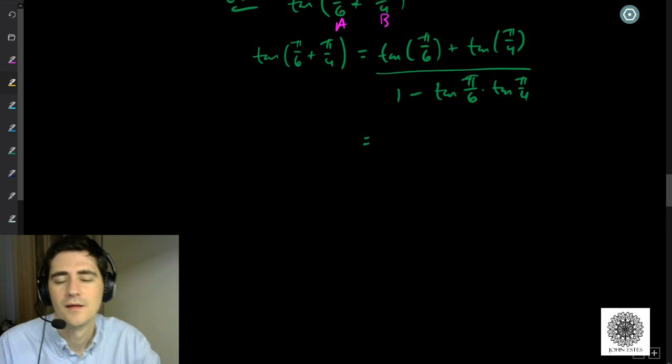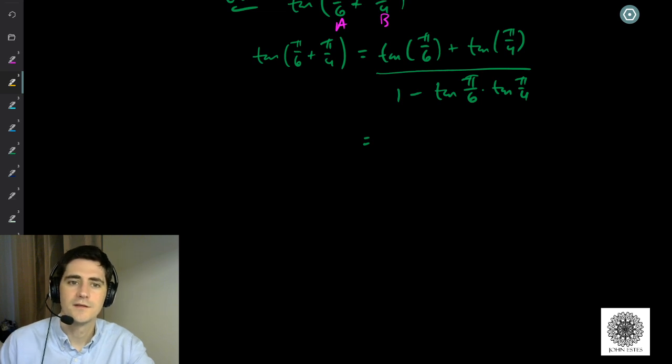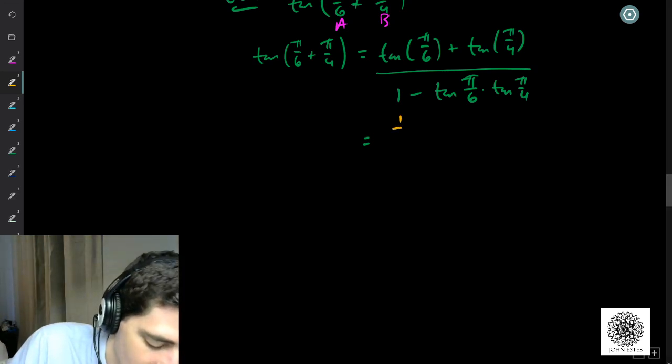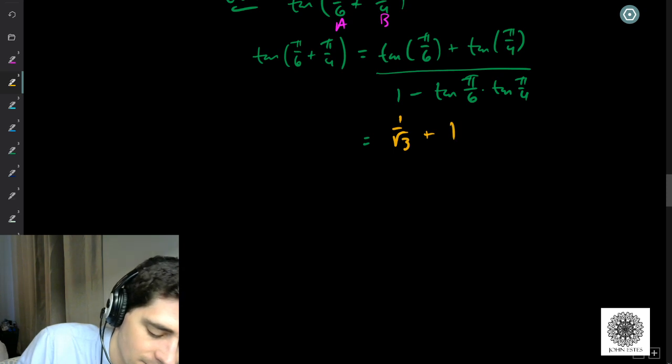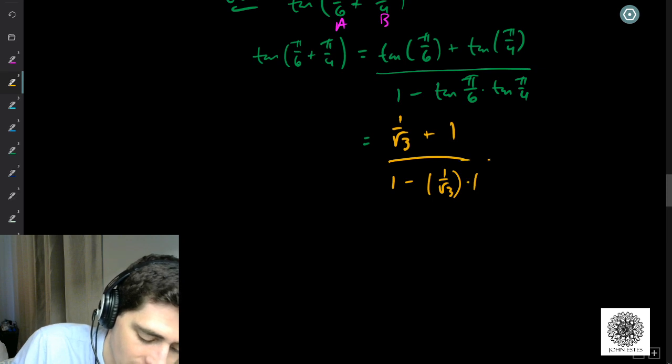Let's see. Tangent of pi over 6, and if you have to remember, you can think, well, that's sine over cosine. Sine of pi over 6 is 1/2. Cosine of pi over 6 is root 3 over 2. So when you combine those, you get 1 over root 3. Tangent of pi over 4 is 1. And then in the denominator, we just use those same things, 1 over root 3 times 1.